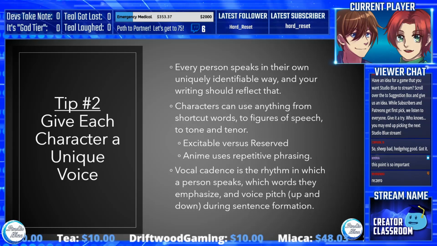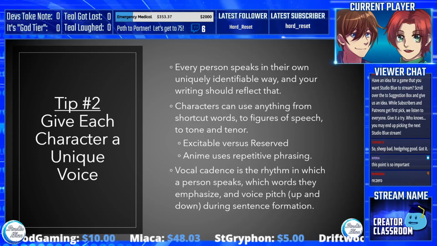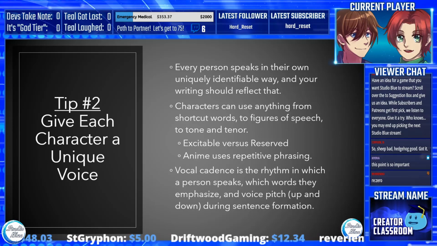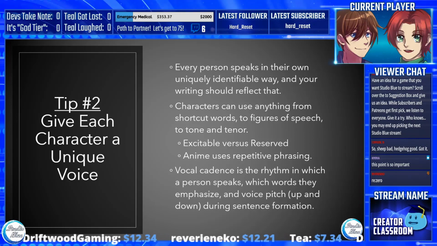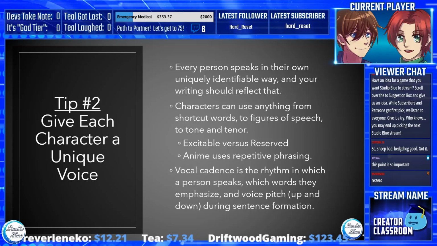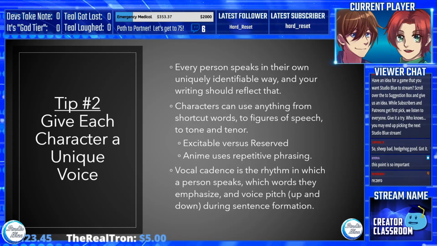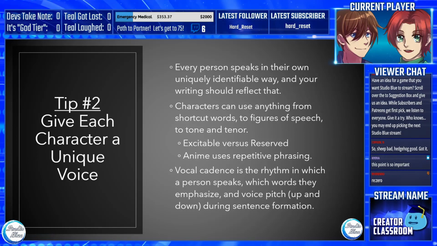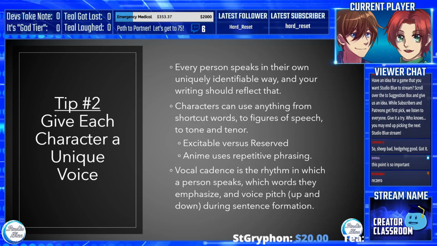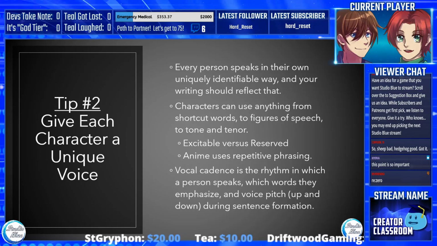Now, here's the last one. Here's the one that separates the amateurs from the pros. Vocal cadence. If you can start putting vocal cadence into your actual writing, where it's audible inside the reader's head as they're reading, then you have gone from the first level to over 9,000 as a writer. That is how you know you have hit the pro level. So vocal cadence is the rhythm in which a person speaks, which words they emphasize, and the voice pitch up and down during sentence formation. Writing that is exceedingly difficult. We could actually make a creator classroom just on vocal cadence. I could have a short form video, which I probably should, on vocal cadence.